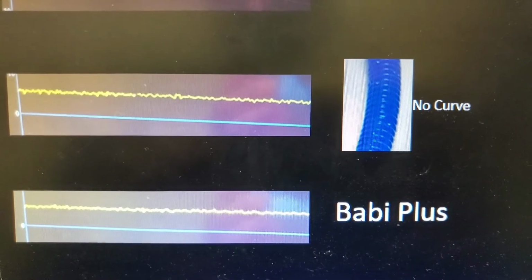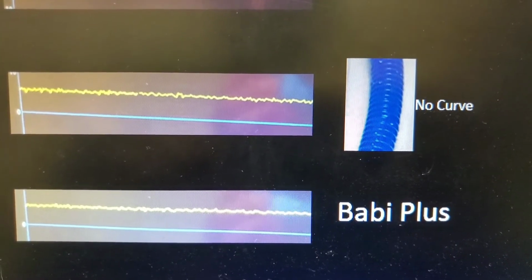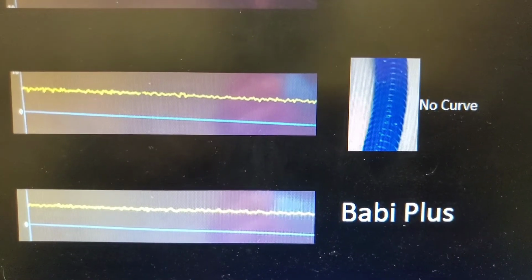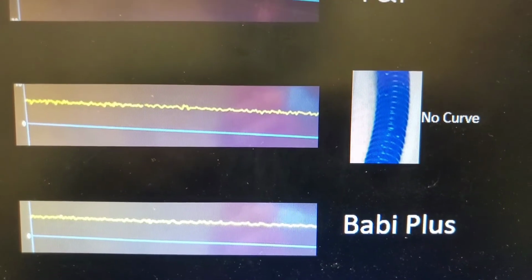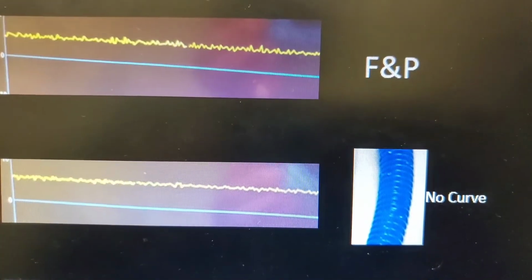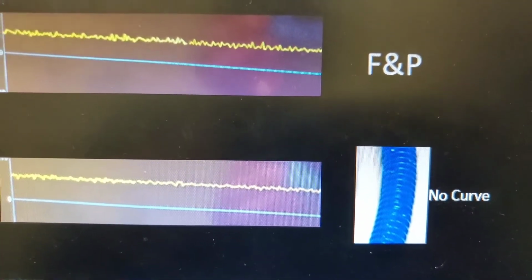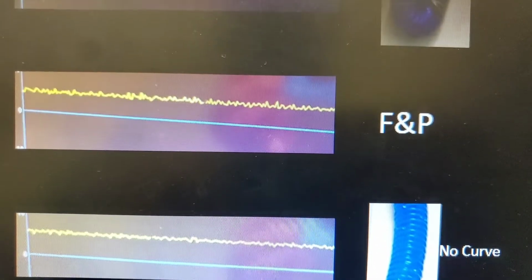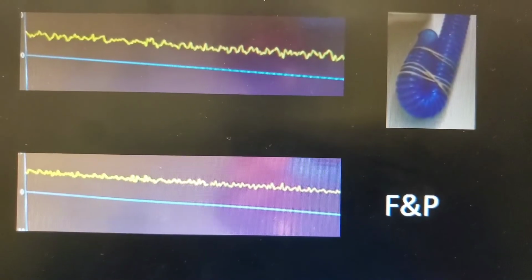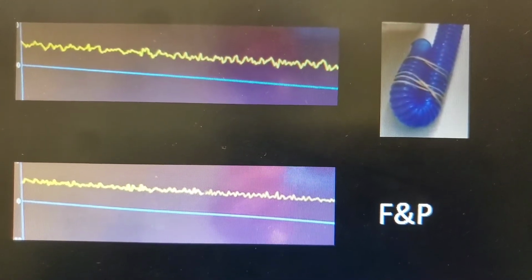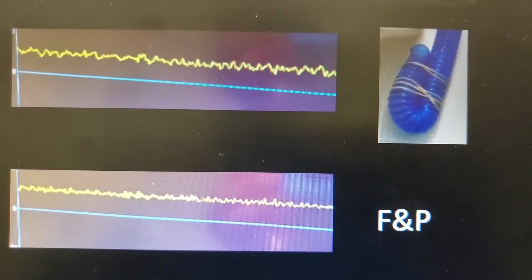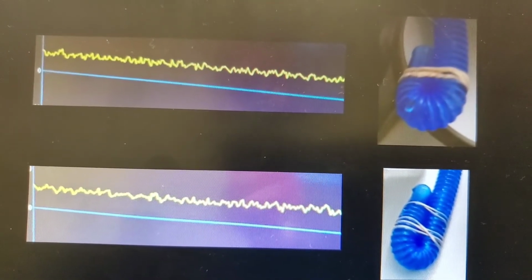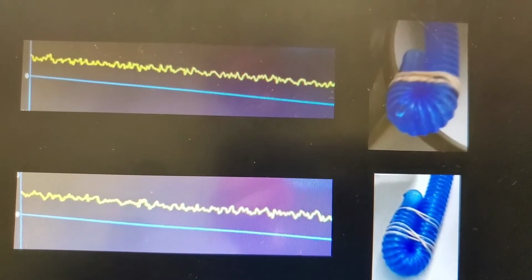Here's the summation of the different CPAP devices. Right here on the bottom is the Babi Plus with the minimal fluctuation in the waveform. Then followed by the homemade device with no curve. Then if you look at the F&P, there's a little bit more movement with the F&P. And then here is the next homemade device, which has a very severe curve in it. And then this one is very similar, but it has a tighter curve to it.